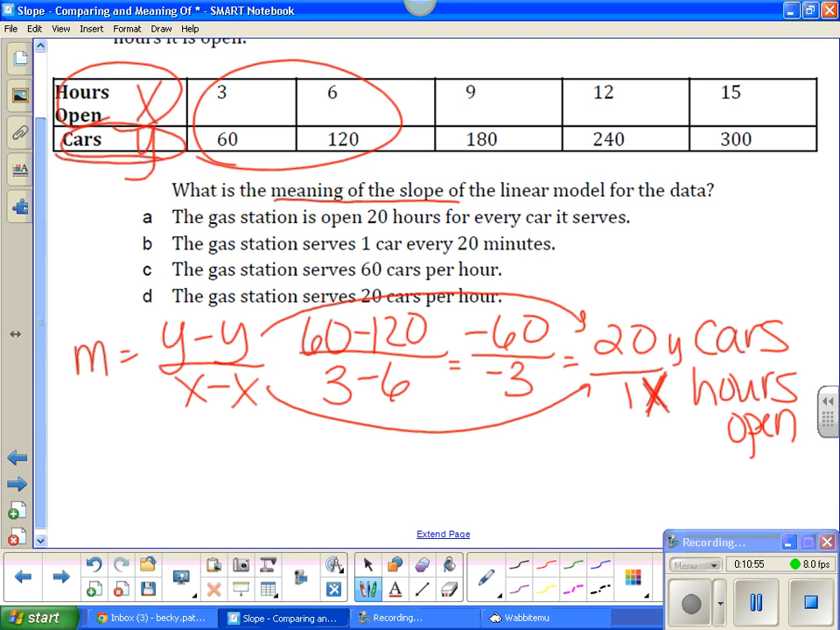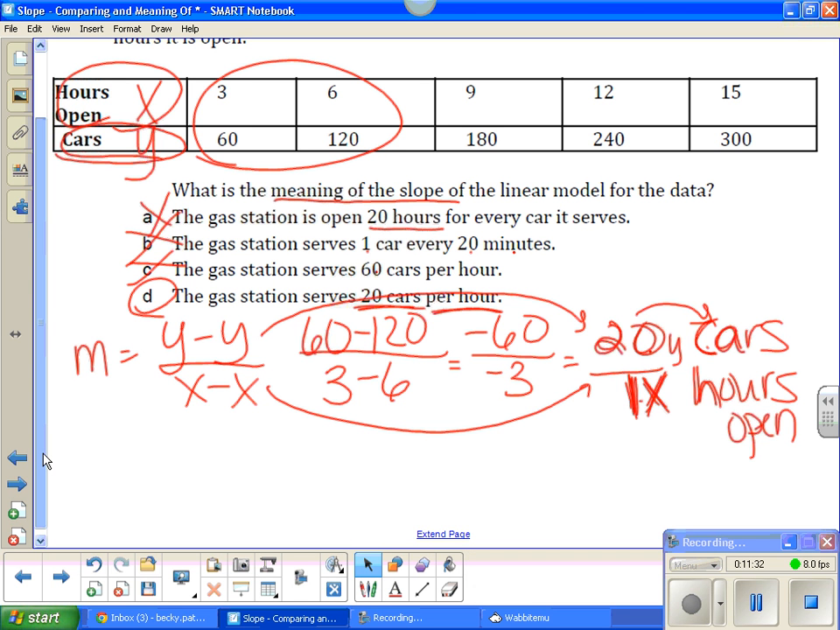So now it's really easy because we can say for every 1 hour open, 20 more cars go through. So let's see if we can find that. The gas station's open for 20 hours. Nope, 20 is cars. Gas station serves 1 car every 20 minutes. Nope, these aren't minutes, these are hours. Gas station serves 60 cars per hour. No. Gas station serves 20 cars per hour. 1 hour, 20 cars. Yes.